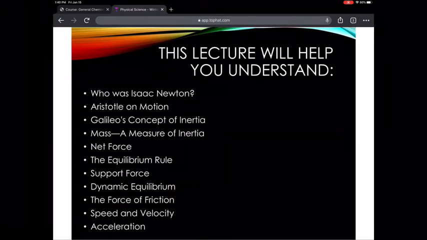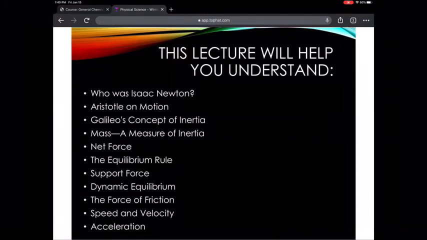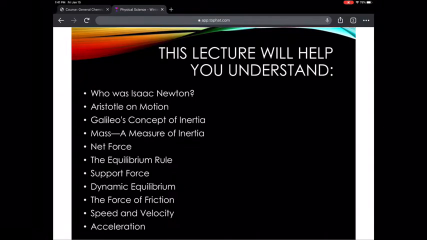Aristotle and his ideas on motion, then Galileo's concept of inertia, which kind of threw out Aristotle's idea. We'll talk about mass and how it's related to inertia and the concept of net force. Then later on we'll get to the equilibrium rule, support force, dynamic equilibrium, the force of friction, speed and velocity, and acceleration.